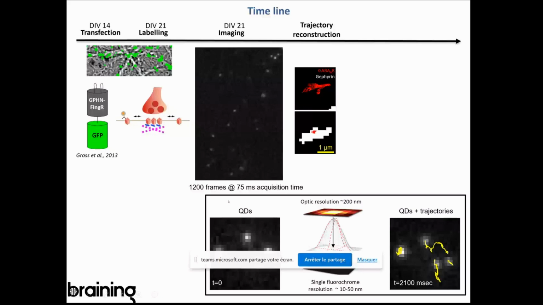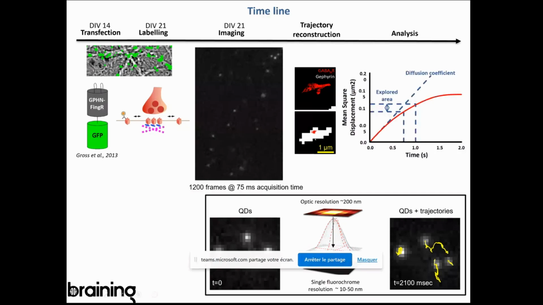We have the software. The software is accessible on the internet. And so the program can reconstruct for you the trajectory of interest, in yellow here. And then this trajectory, which is shown here in red, can be overlaid with a synaptic marker in white. And therefore, you can look at the mobility of your receptor outside of the synapse and inside of the synapse. And as you can see, the mobility is not the same.